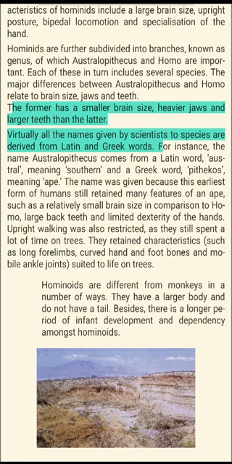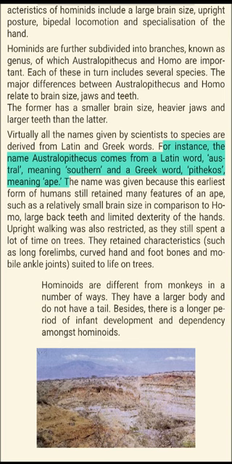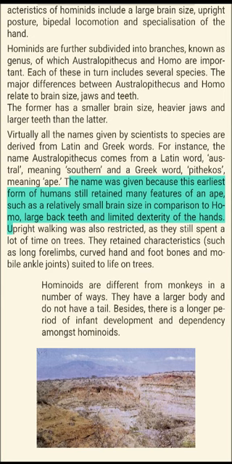The former has a smaller brain size, heavier jaws and larger teeth than the latter. Virtually all the names given by scientists to species are derived from Latin and Greek words. For instance, the name Australopithecus comes from a Latin word, austral, meaning southern, and a Greek word, pithecos, meaning ape.